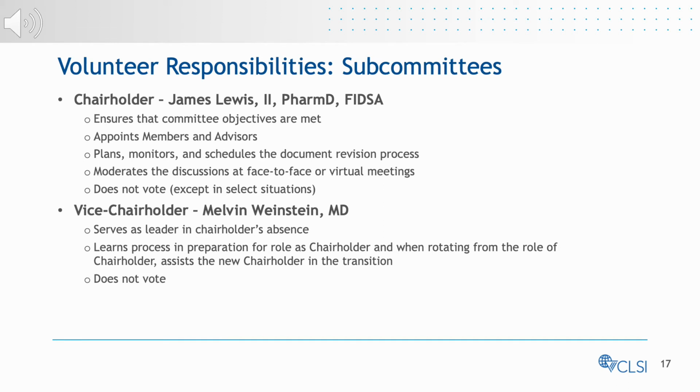Subcommittees are overseen by volunteer chairholders. The current AST chairholder is James Lewis. The vice chairholder is Melvin Weinstein. Together, they oversee the subcommittee and the AST meetings. Vice chairholders may serve for 2 years as the vice chairholder, then 4 as chairholder, and then serve 2 years as vice chairholder. This 8-year rotation allows the chairholder to always have had experience or have an experienced vice chairholder on hand.